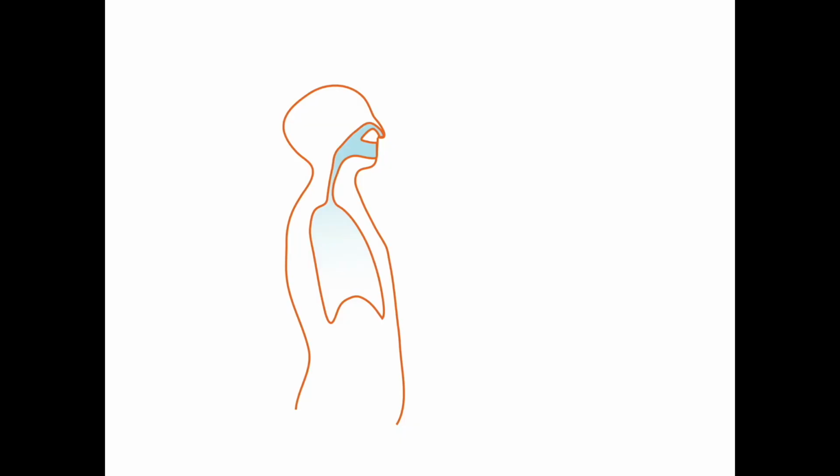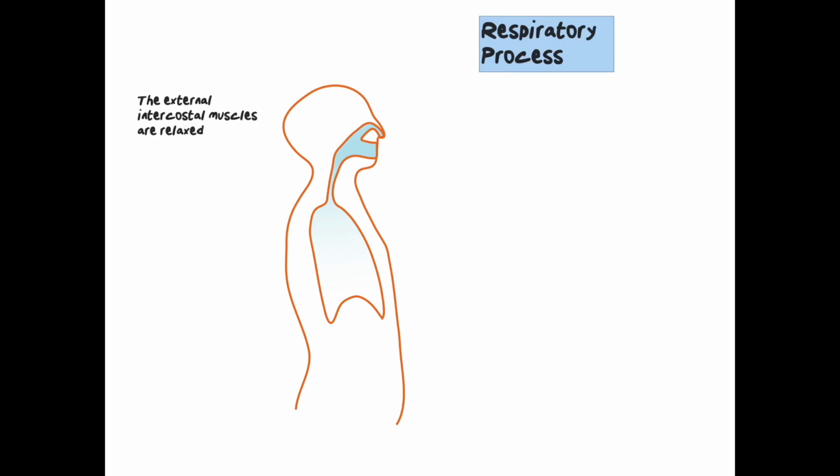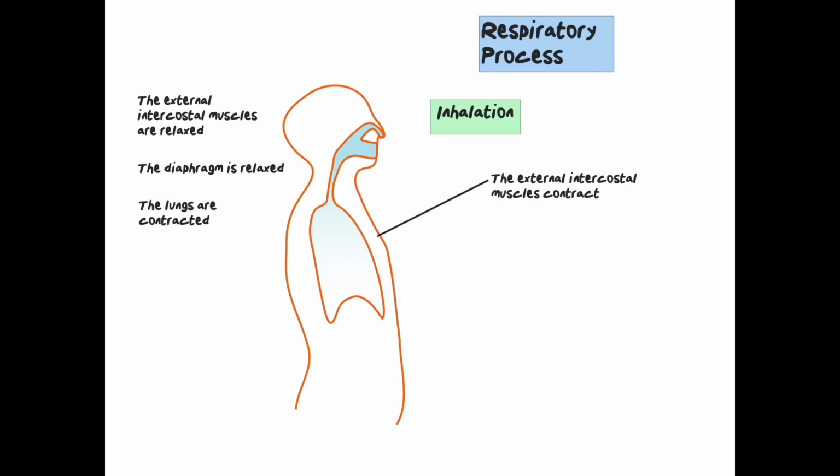In this video, we are going to analyze the respiratory process. At first, the external intercostal muscles are relaxed. The diaphragm is also relaxed, so the lungs are contracted. The first part of the respiratory process is called inhalation.